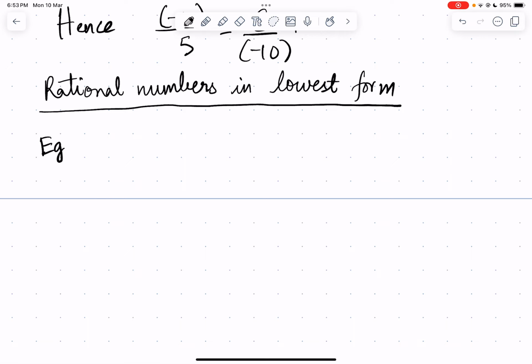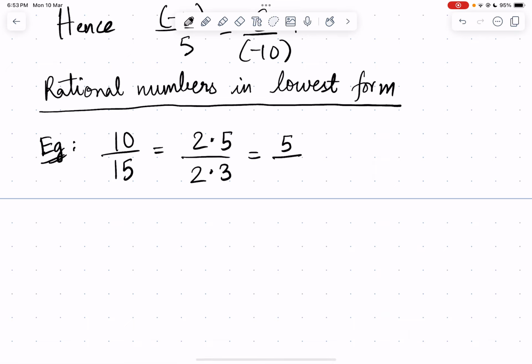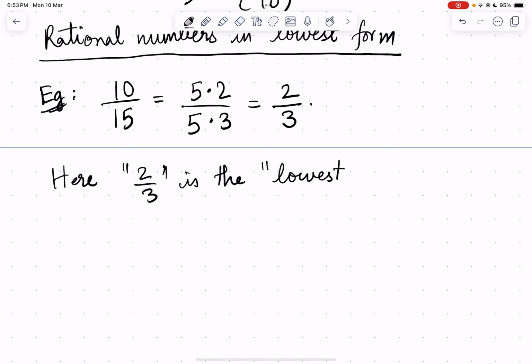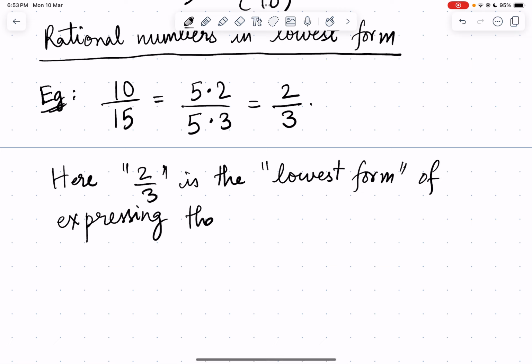So consider this example, 10 by 15. This is 5 times 2 by 5 times 3, which by cancellation law is 2 by 3. Here 2 by 3 is the lowest form of expressing the rational number 10 by 15.